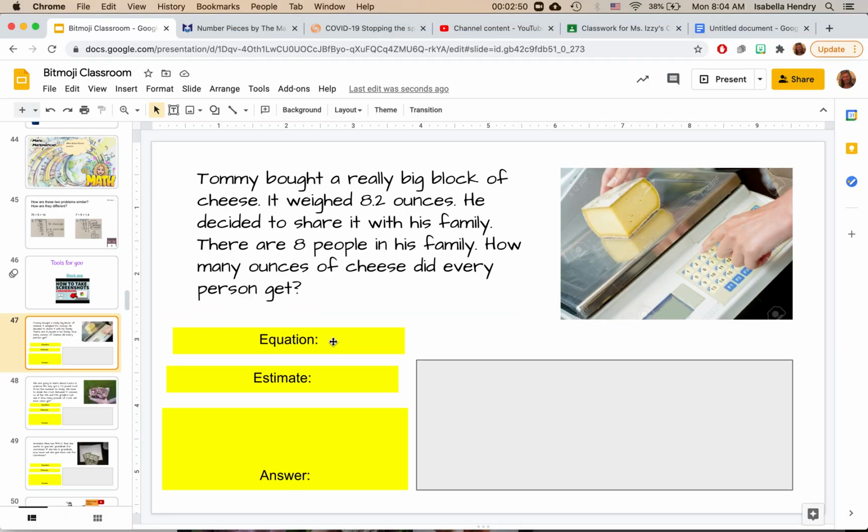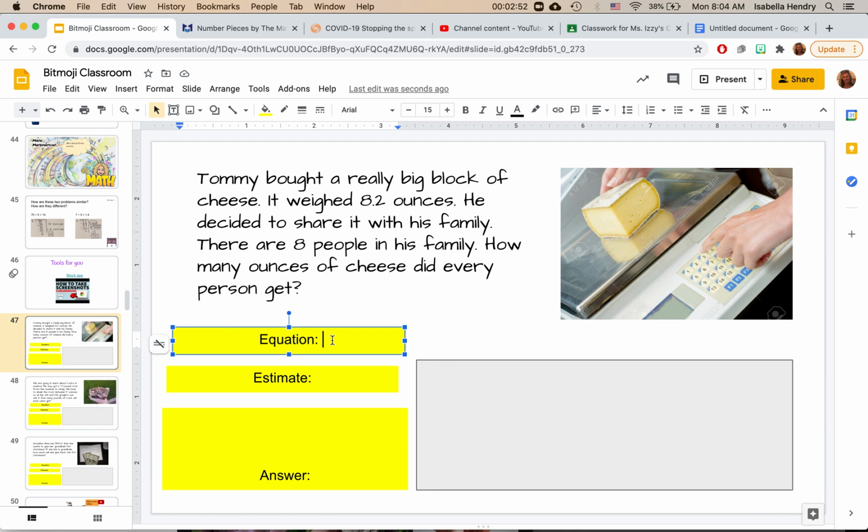So first I'll write down my equation. And my equation right here is 8.2 divided by 8. And if you don't know how to do the division symbol on your keyboard, you can make your slash like this. So divided by 8, and we don't know how much that equals.